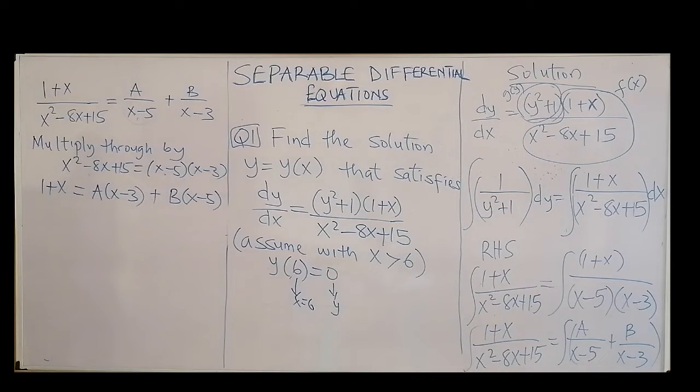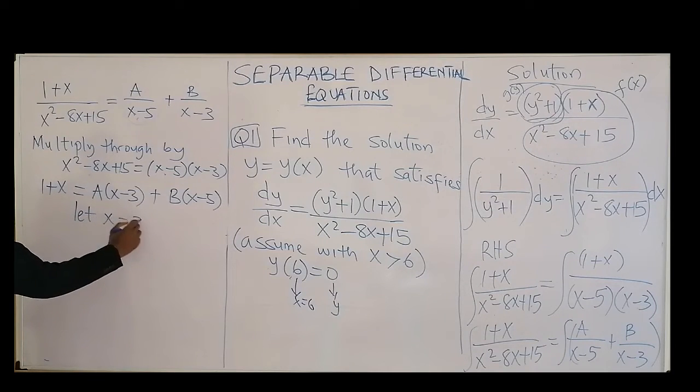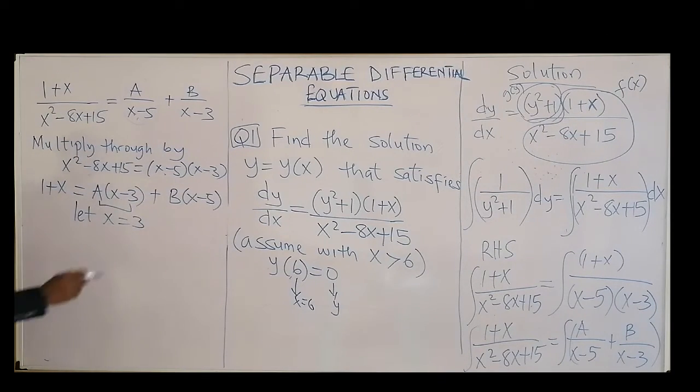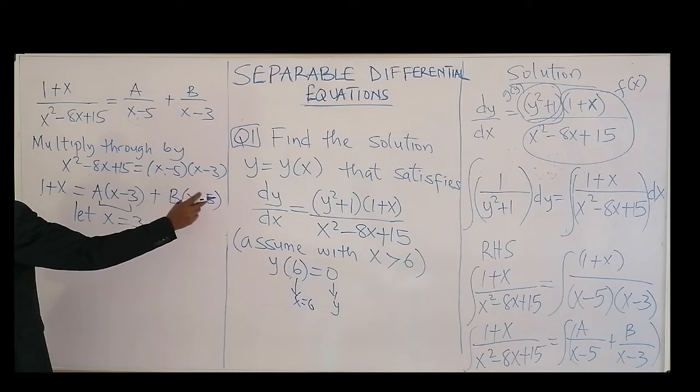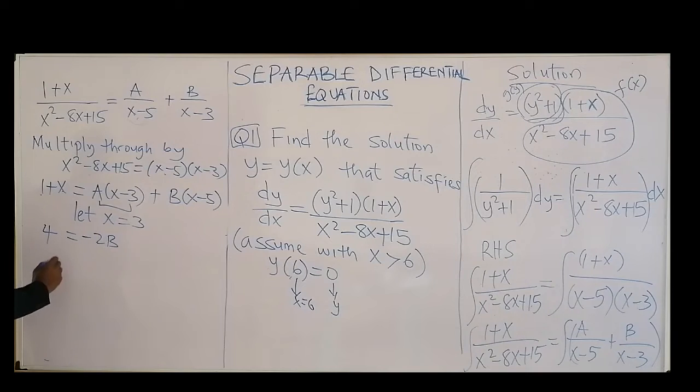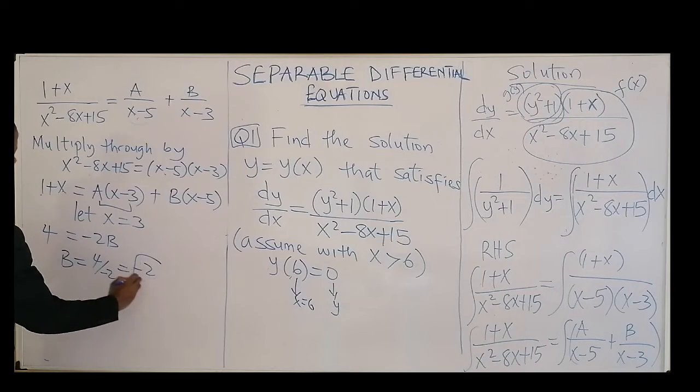So in partial fractions, what we do to get A or B or whatever constant you have is very simple. Use the elimination method: find a way of cancelling part of that expression and get the other one. So this is x minus 3. I can say let x be equal to 3. So this expression here will cancel and I can get B. That will be 1 plus 3, that's 4, equal to 3 minus 5, that's minus 2, B. So B is equal to 4 over minus 2, and that's minus 2.